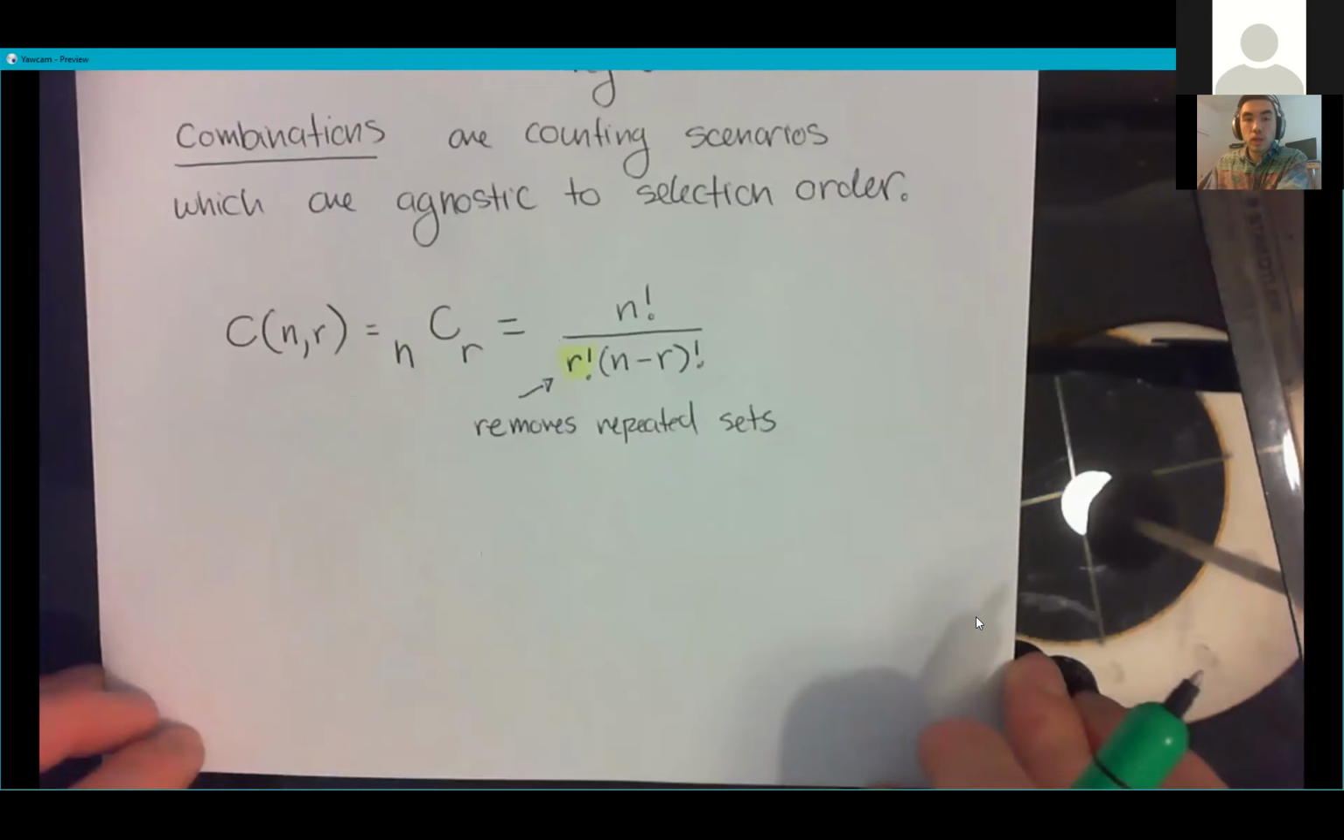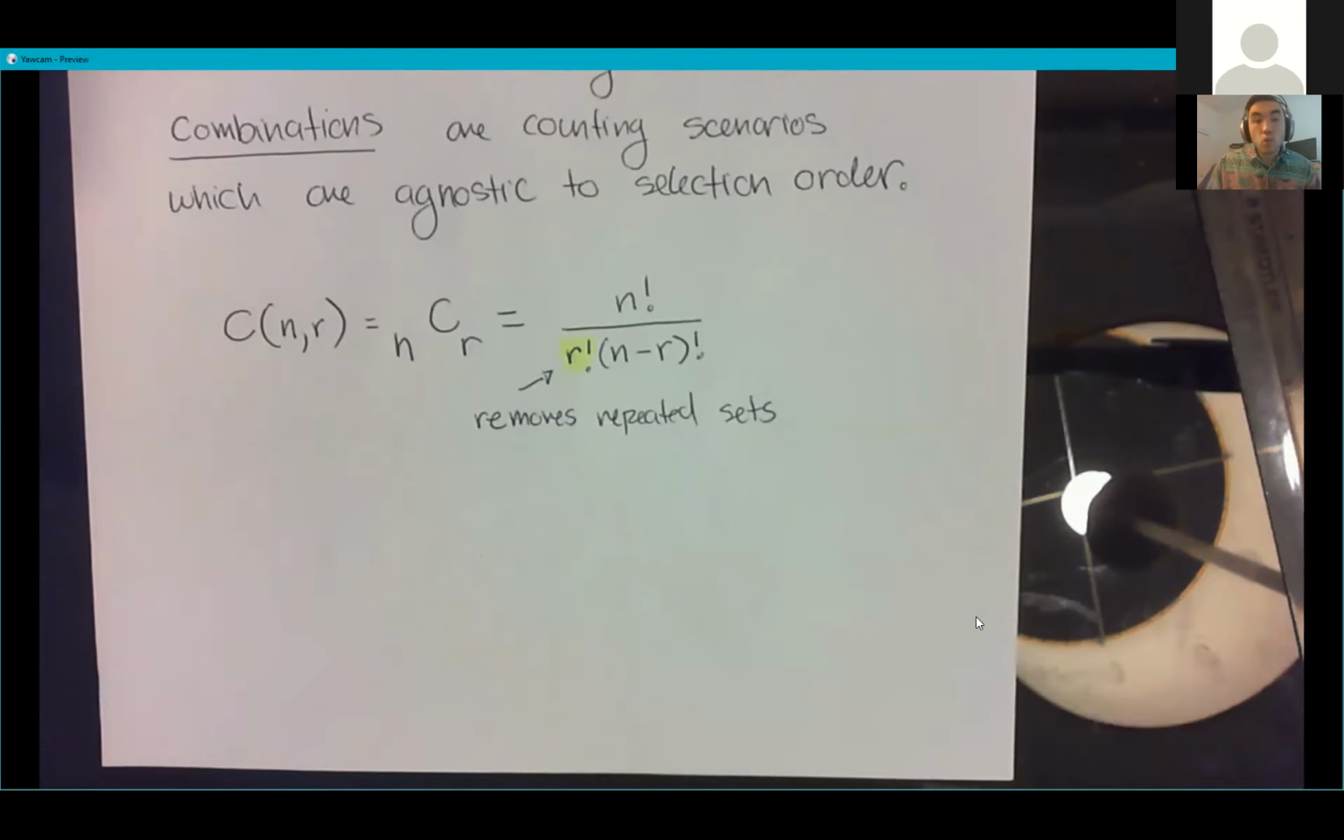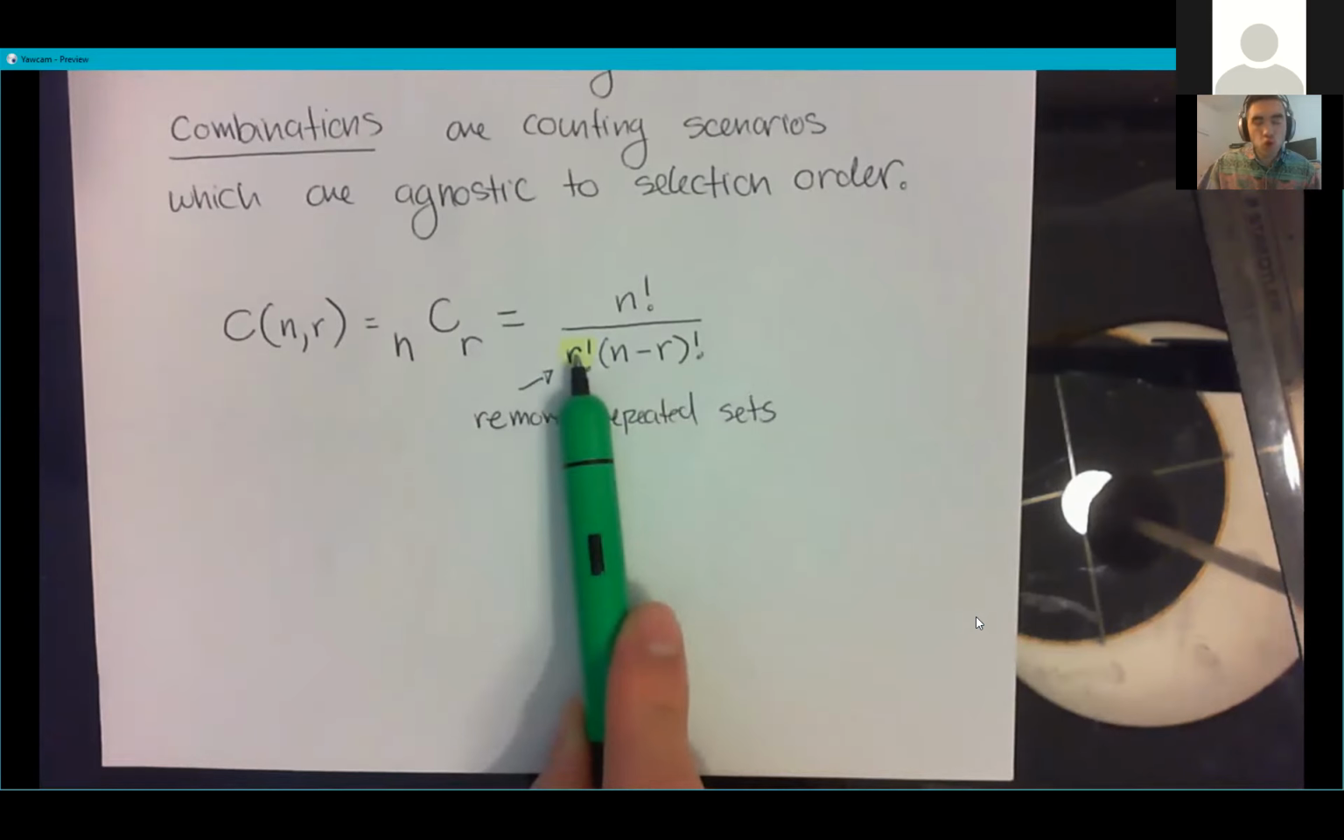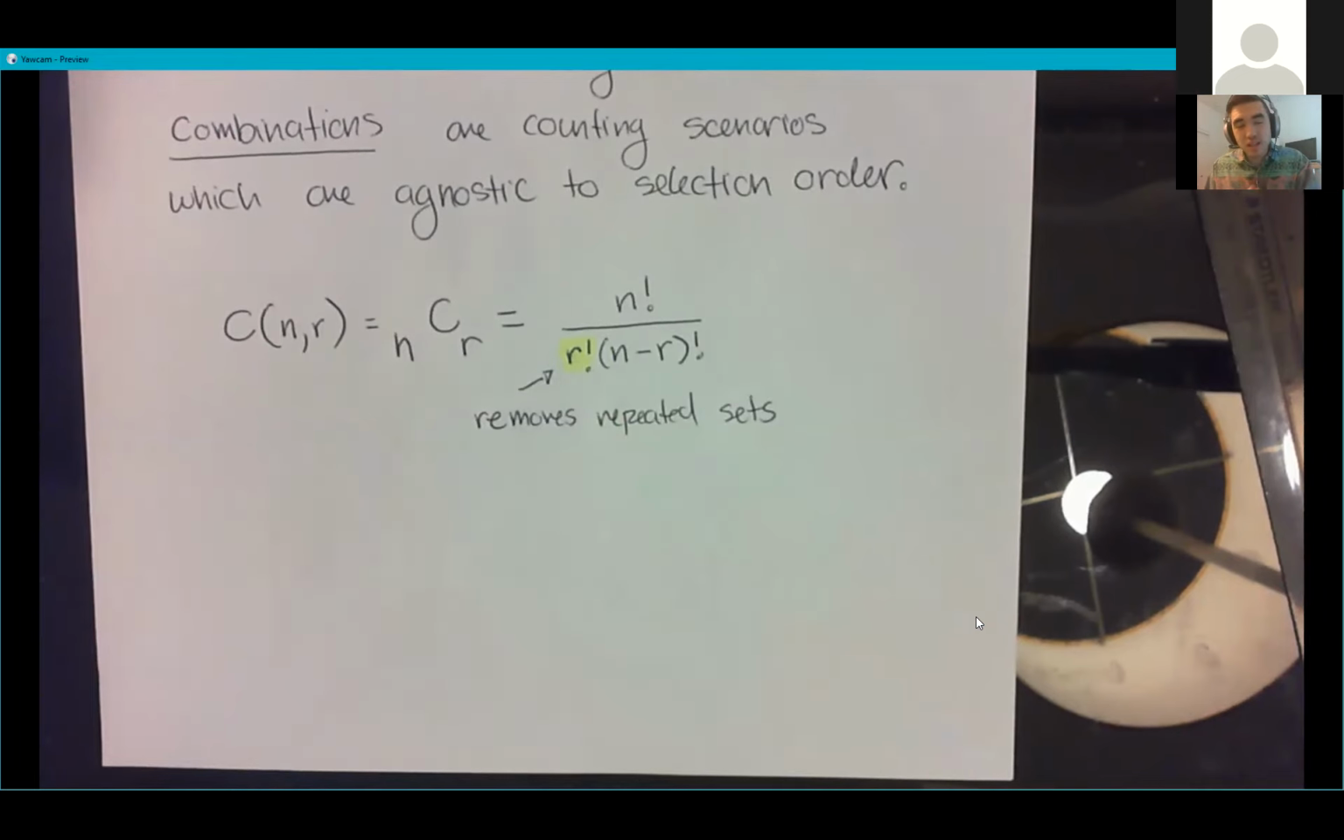So down below, when it comes to our calculation, we are dividing the number of permutations by 6 because it's removing those repeated sets of 6.